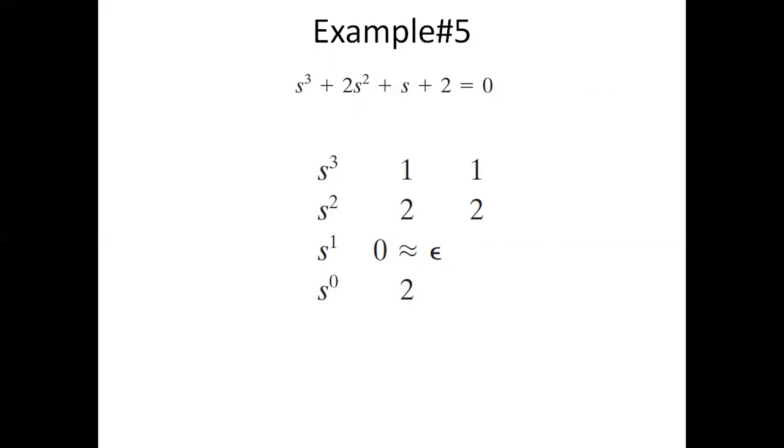Again, I am repeating. When the first column of a Routh array has a zero, and the other elements of that particular row are non-zero, then the first element will be replaced by a very, very small positive number called epsilon. If the first column element is zero for that particular row, s to the power 1, and the others have some values, then only this will be replaced by epsilon.